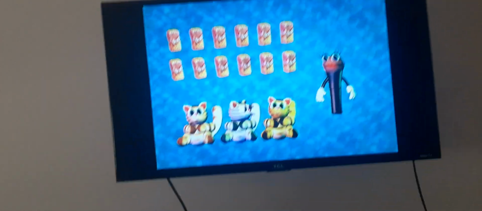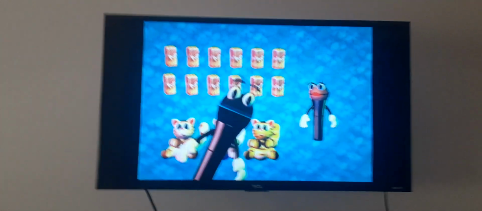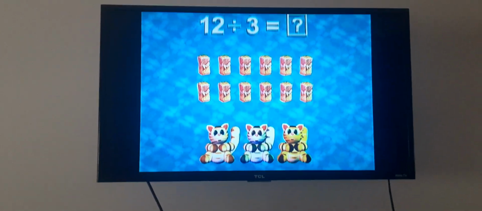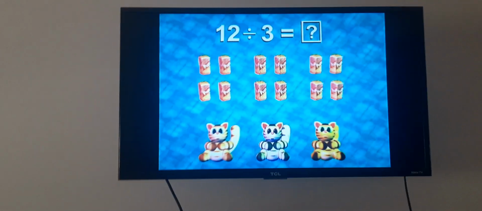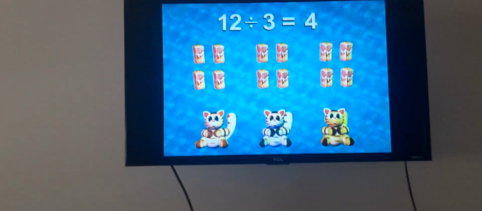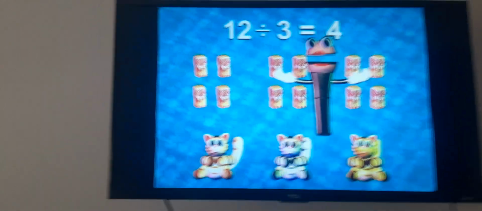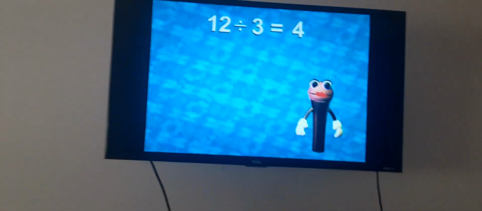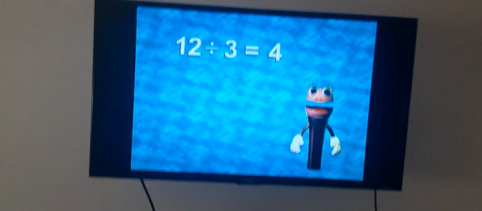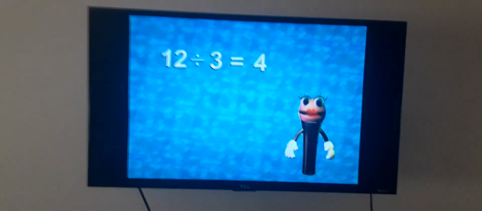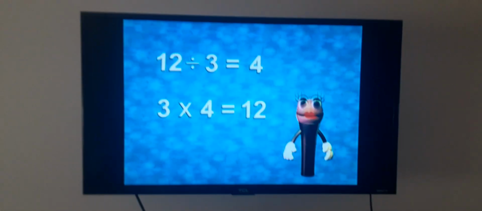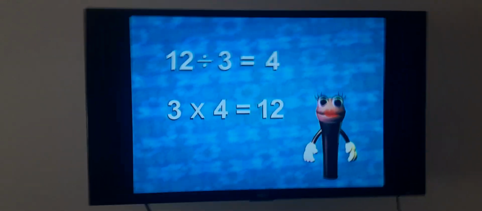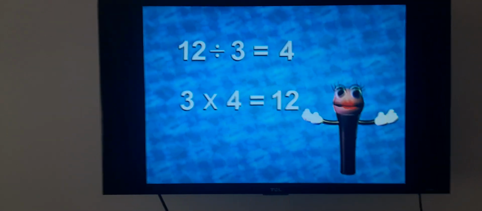Wait, that's silly. Cats don't like popcorn. So let's pretend that they do. 12 divided by 3 equals 4. You can always check your answer to a division problem by using multiplication. 12 divided by 3 equals 4, because 3 times 4 equals 12. Remember, division can be used to undo multiplication.